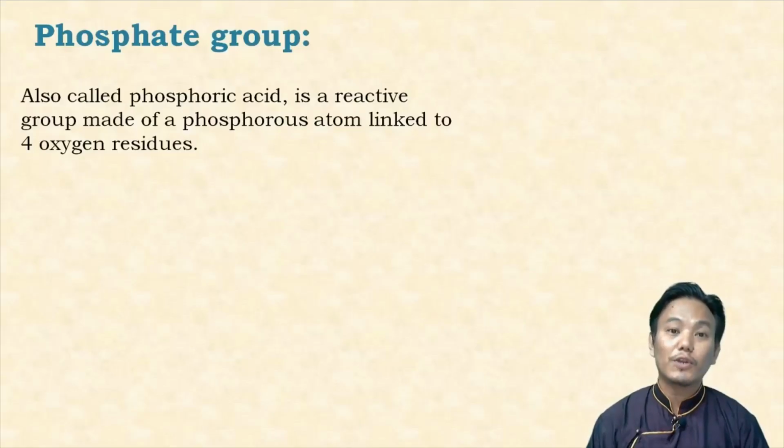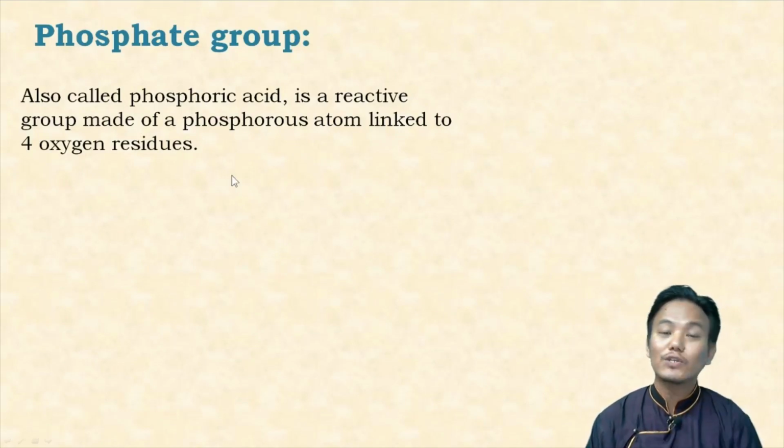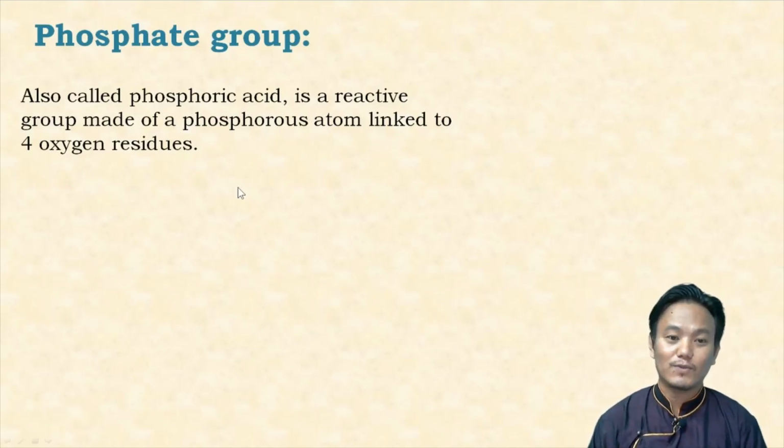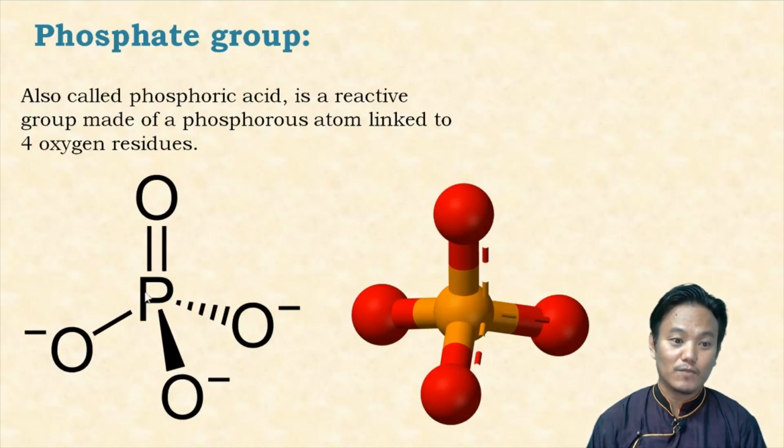The third component of a nucleotide is the phosphate group. Phosphate group, also called phosphoric acid, is a very reactive group and it is made up of a phosphorus atom in the middle linked to 4 oxygen residues. Look at this particular structure. The phosphorus atom is in the middle and it is linked to 4 oxygen atoms. Some of these oxygen atoms are carrying negative charge. So this is the phosphate group.